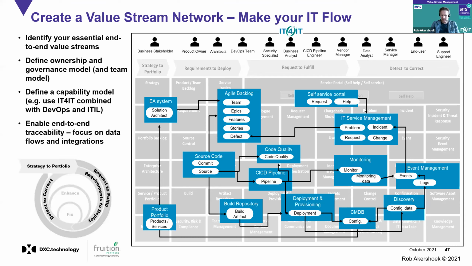And we need to build a good capability model, as I showed you as an example, using IT for IT together with DevOps and ITIL. And then focus on how we get this end-to-end traceability, because I forgot to say, this is actually not something you implement at day one. This is about a continuous improvement journey. So you start to identify the value streams and then continuously improve them as you go.